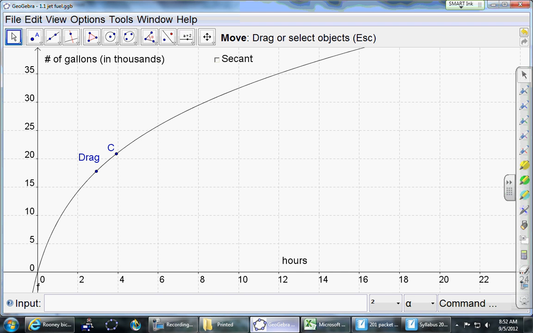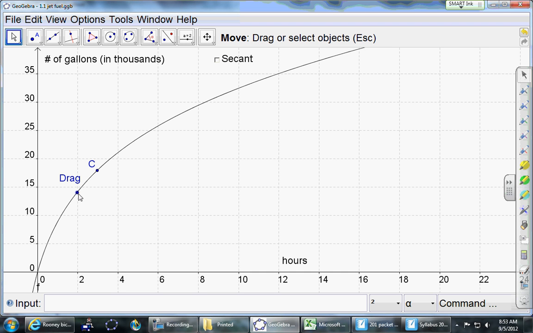Saying it's increasing more and more slowly isn't very precise. So let's start to talk a little bit more precisely about this rate of increase. What I want to do is take a look at these 2 points, the drag point and the C point. Drag has nothing to do with the plane and the air drag. It's just telling me that's the point that I need to drag. These 2 points horizontally are always going to be the same distance apart. That's how I built this thing.